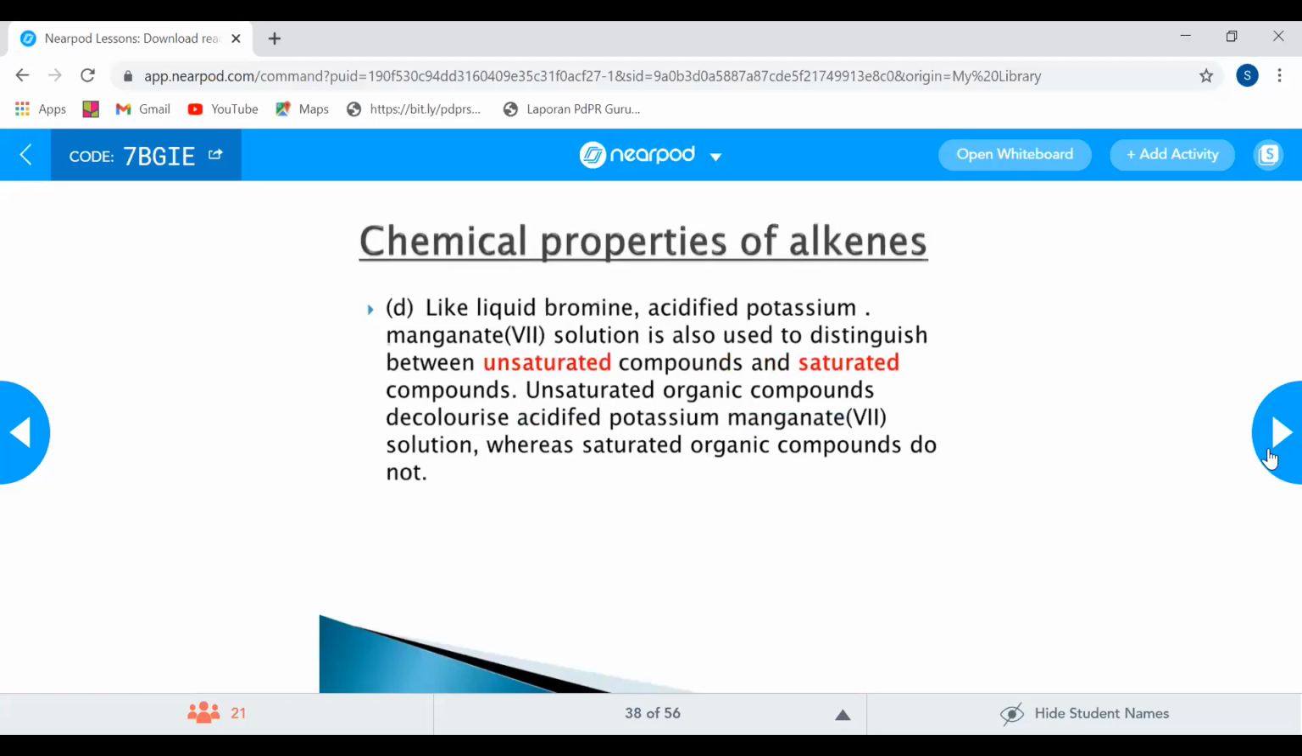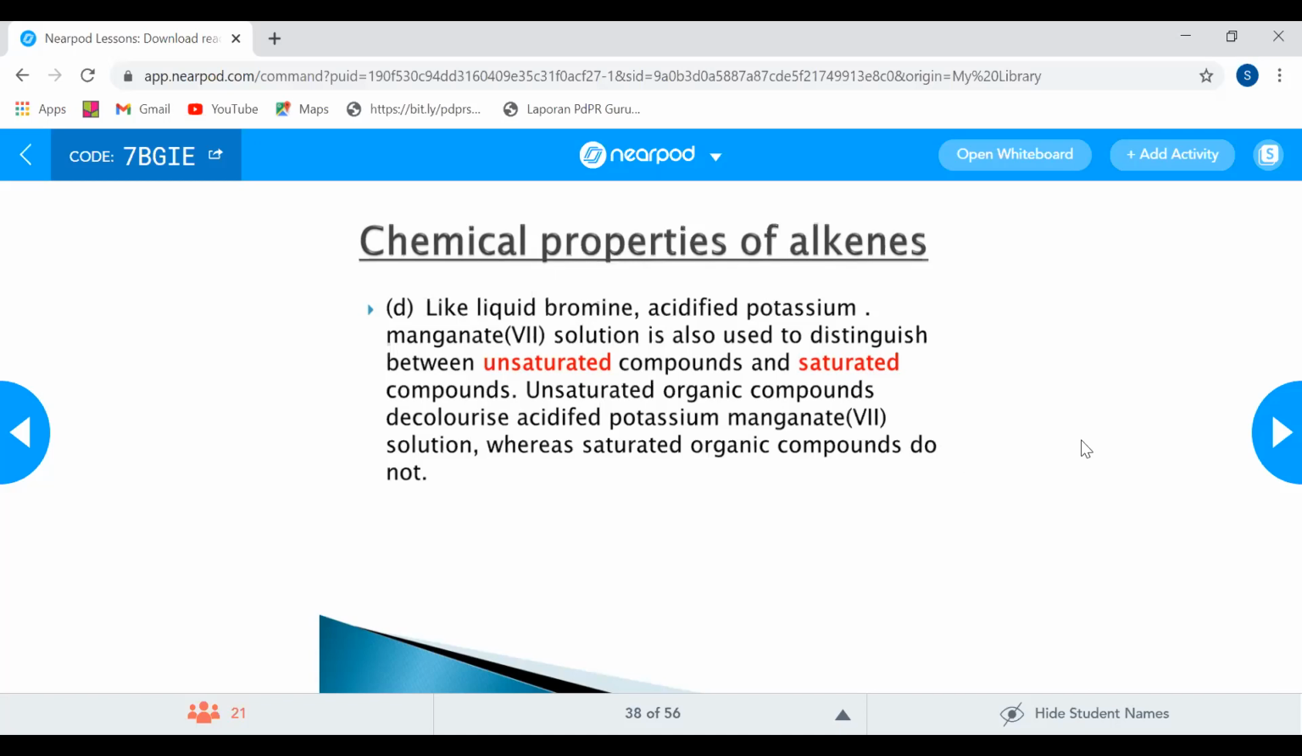So as I said just now, if the teacher wants to differentiate alkane and alkene, I can use liquid bromine. I also can use acidified potassium manganate 7 solution. Both of them can react with alkene, but both of them cannot react with alkane.